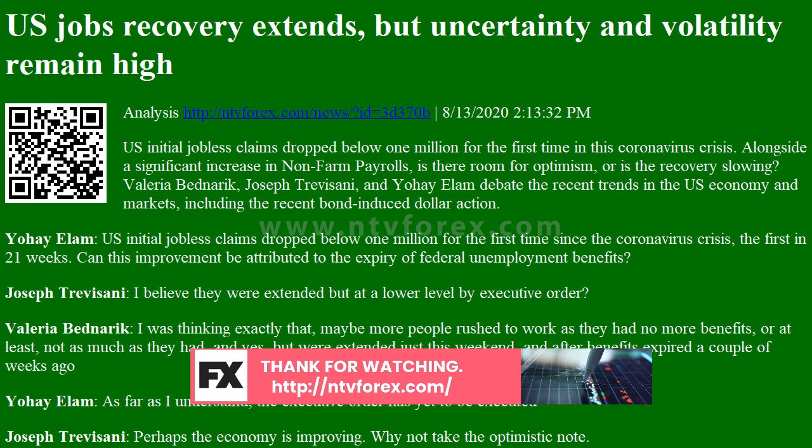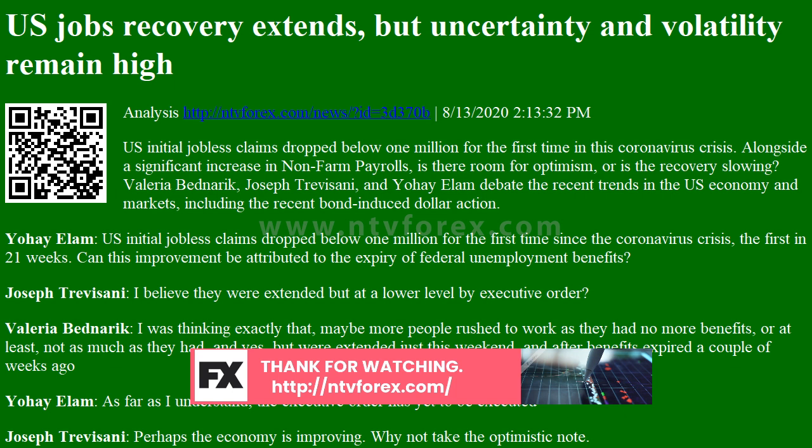Valeria Bednarek: Agreed, more widespread. Deaths seem stable and slowly decreasing as new contagions are younger people, which have a higher rate of survival. Joseph Trevisani: Perhaps the economy has turned an important corner here. Yohai Elam: Maybe in New York, but not in hard-hit states. Joseph Trevisani: Well, as for NYC, I'll let you know when we return in 3 weeks.